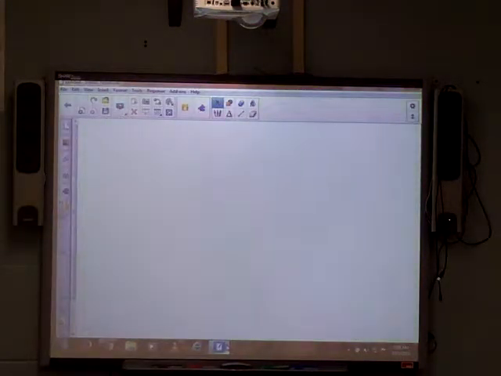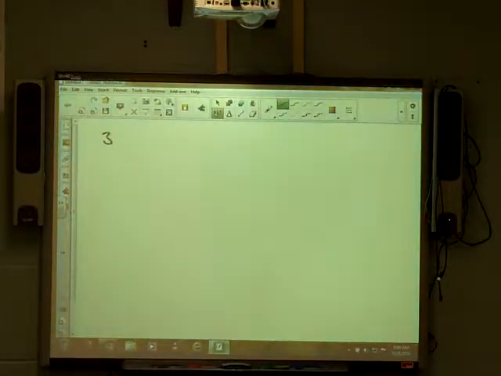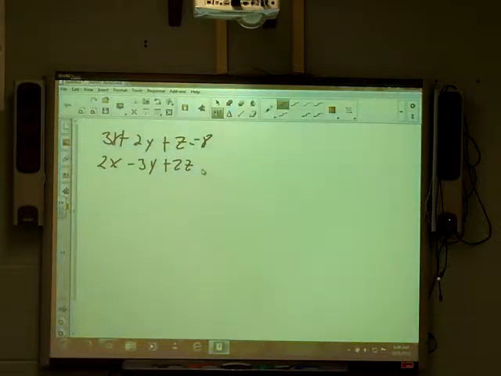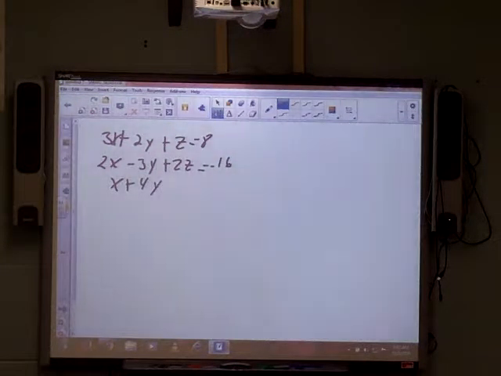Alright, I've got 3x. So I'll find my marker. 3x plus 2y plus z equals 8. I got 2x minus 3y plus 2z equals negative 16. And then I've got x plus 4y minus z equals 20.